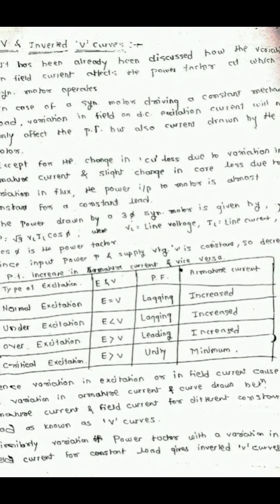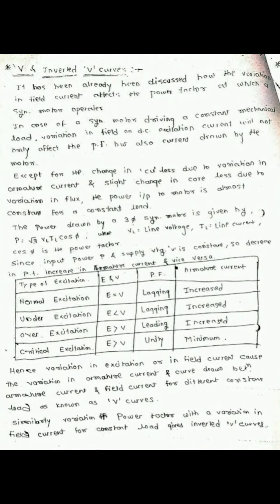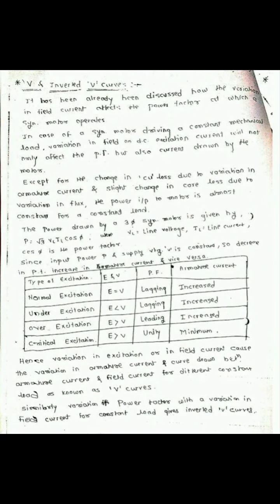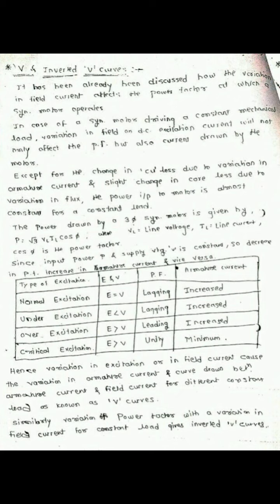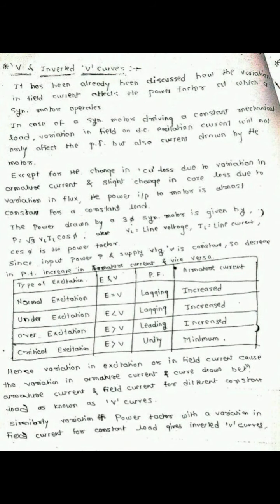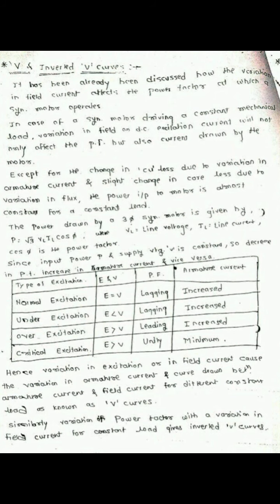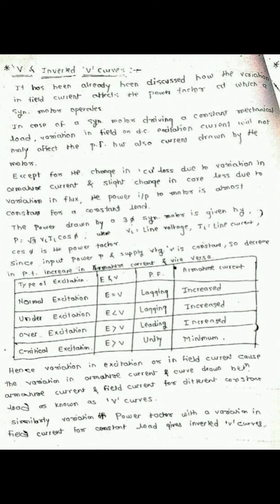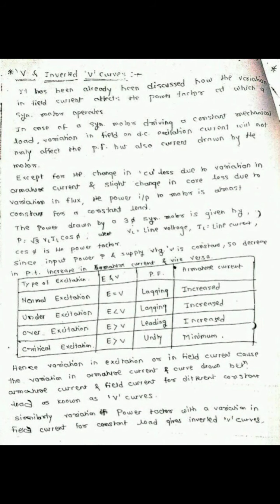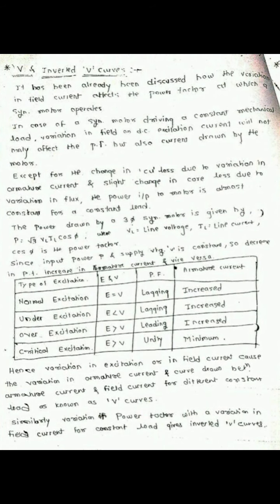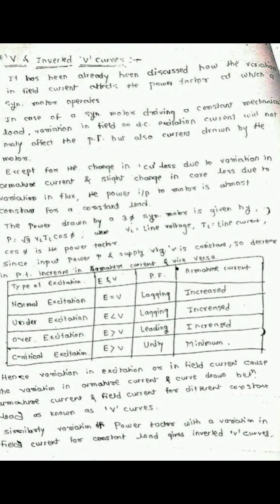As we know, the variation in the field current affects the power factor at which the synchronous motor operates. In the case of a synchronous motor driving a constant mechanical load, variation in field or DC excitation current will not only affect the power factor, but will also affect the current drawn by the motor. Except for the change in copper loss due to the variation in the armature current and a slight change in core loss due to the variation in flux, the power input to the motor is almost constant for a constant load.